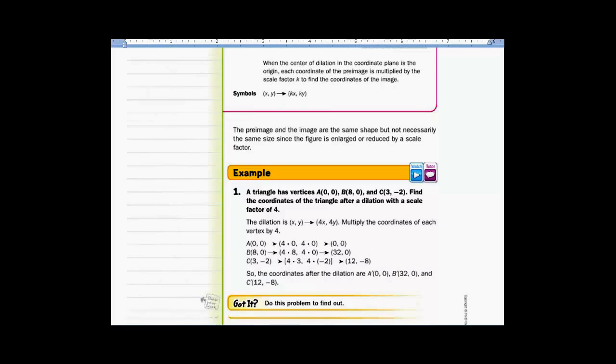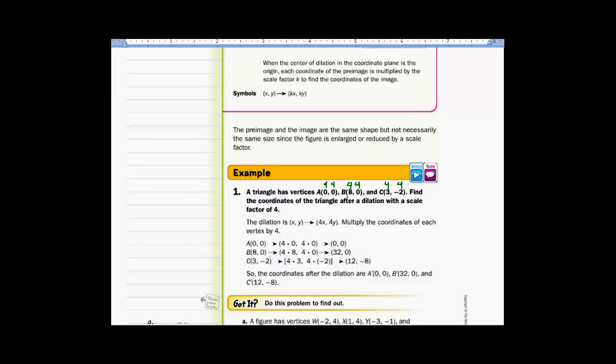Okay. Example 1. A triangle has vertices A, B, C. Find the coordinates of the triangle after a dilation with a scale factor of 4. So if the scale factor is 4, what is that saying? It's saying that you're going to take each one of these and you're going to multiply each one of these numbers by 4. All right, so 0 times 4, 0 times 4. Both of them are still 0.